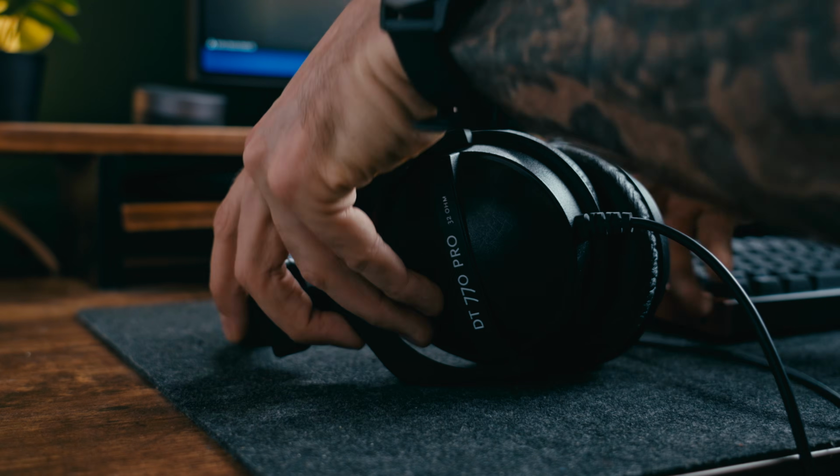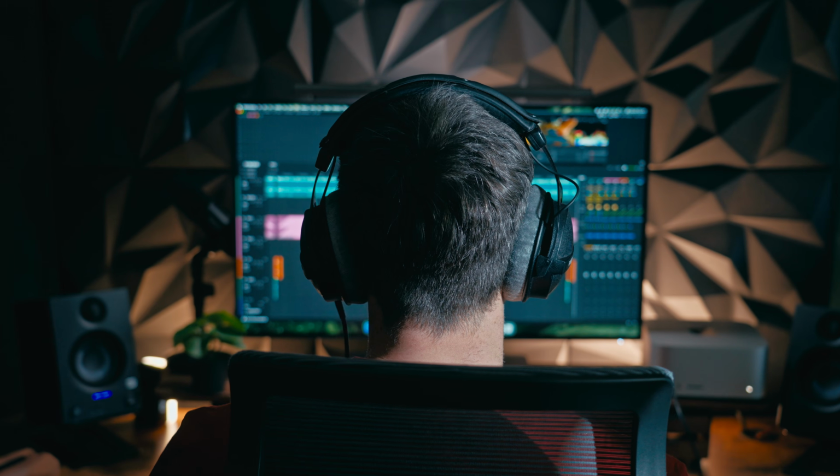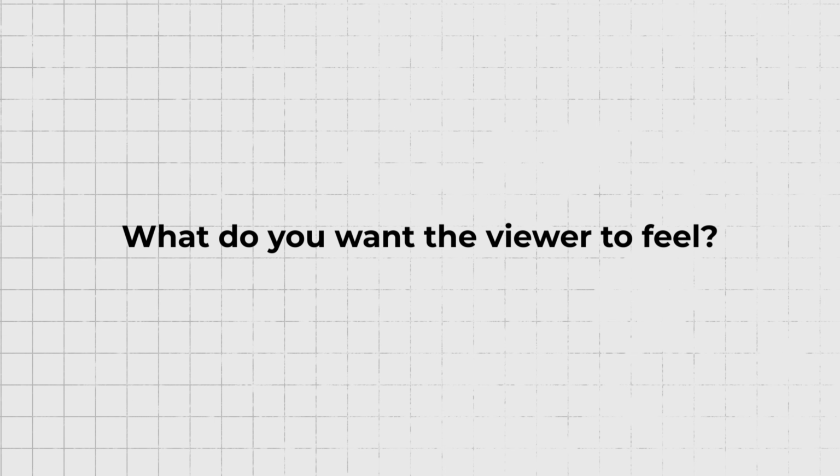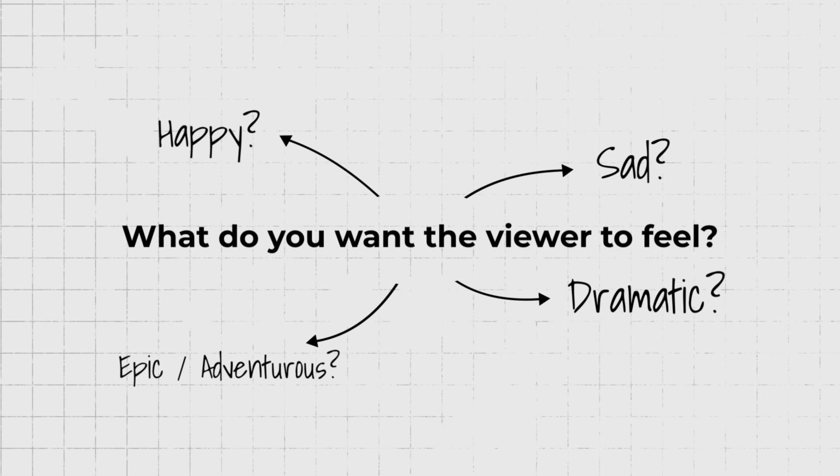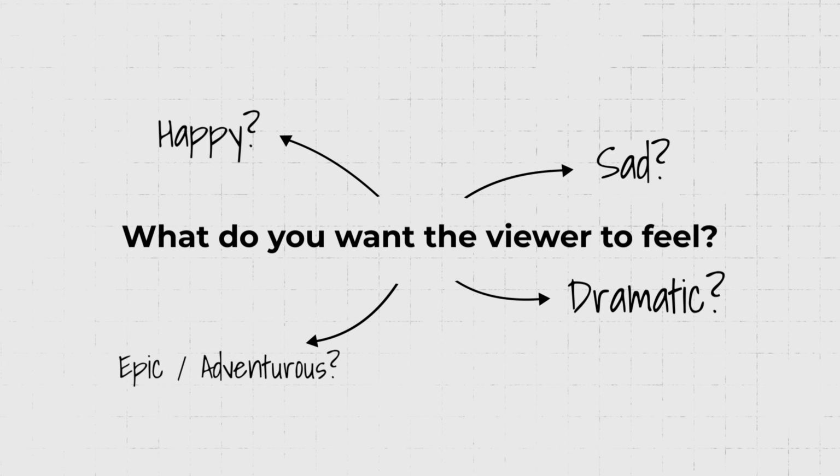Now, the first thing I actually do when I approach a project like this is look for music. And I sometimes even do this before I start filming, like for example with this cereal commercial. But whenever you look for music for a commercial or a film or even a YouTube video, you want to start with the emotion of your project in mind. What do you want the viewer to feel when they watch this? Is it happy, sad, dramatic, or epic and adventurous? Because if you get that right from the start, you'll end up with music that supports your visuals instead of fighting them. And here's what I mean by that.